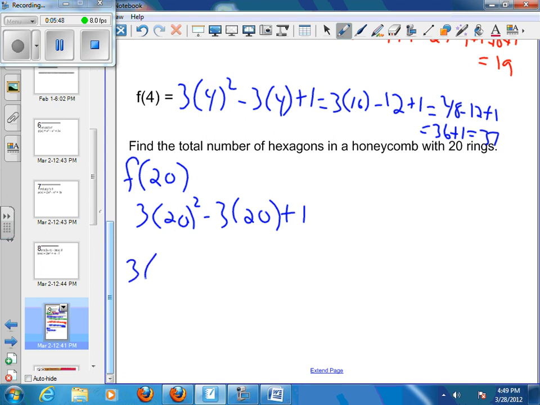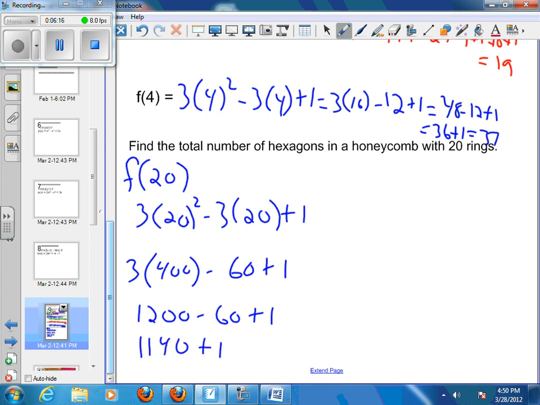So that's going to be 3 times, and 20 squared would be 20 times 20, which would be 400. Minus 3 times 20, and 3 times 20 is 60. Plus 1. And 3 times 400 would be 3 times 4, which is 12. And then I just bring down my 2 zeros, so that would be 1200 minus 60 plus 1. So then I take 1200 minus 60, so that's going to be 1140 plus 1. And so my answer should be 1141 total hexagons when I've got 20 rings.